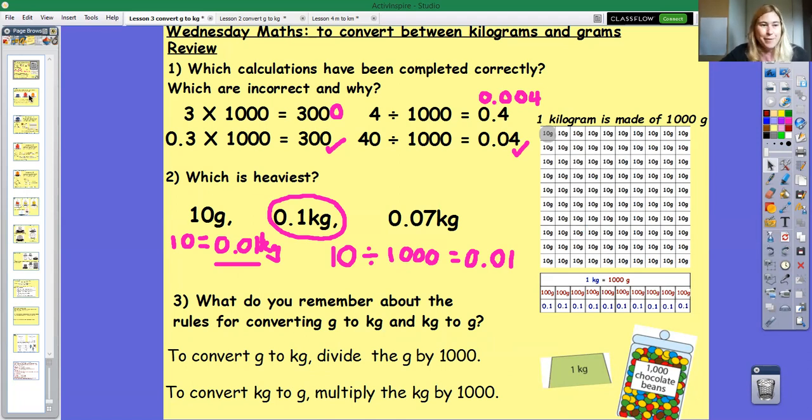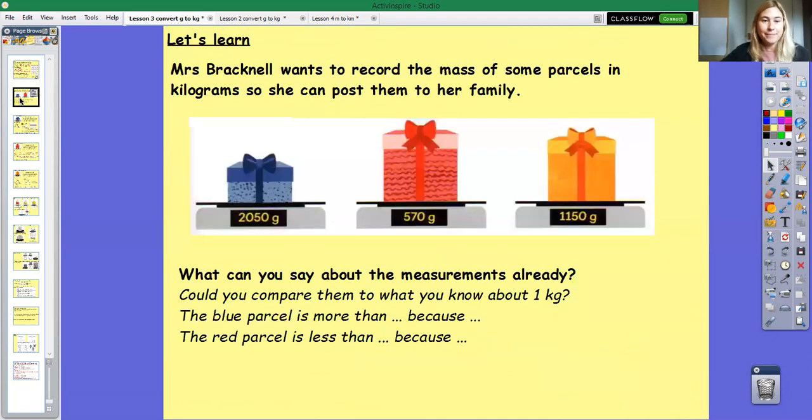Okay, hopefully that was a bit of a recap of all those things, because we're going to need all these skills today. We're going to need to think about our multiplying and dividing by 1,000. We're going to need to remember that 10 grams is worth 1/100th of a kilogram, and 100 grams is worth 1/10 of a kilogram. Okay, you can always look back at this or look back at yesterday's lesson if you're not sure about those things.